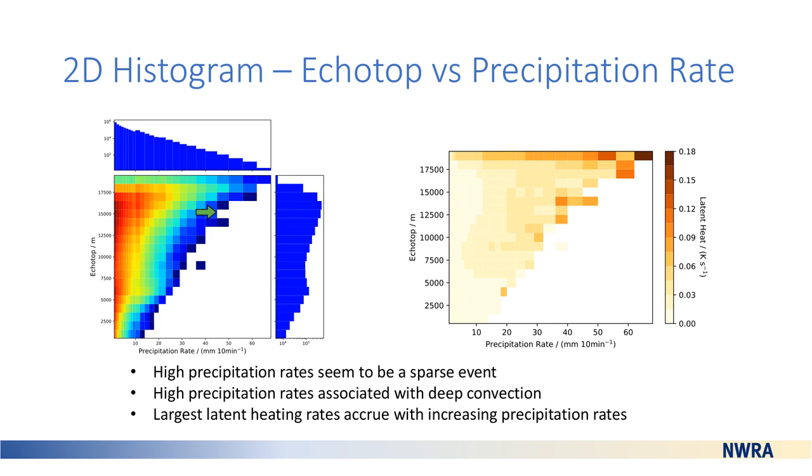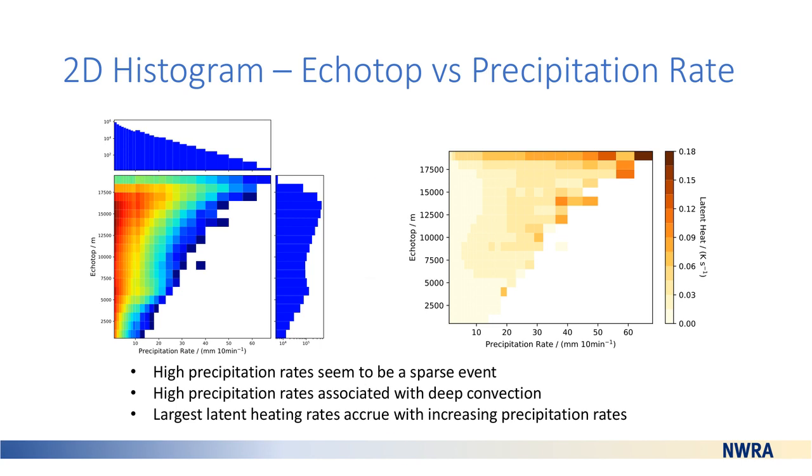And when we take into account the histogram on the right-hand side, in here the color coding refers to the latent heating. We also see that the largest values of the latent heating rates are associated with these high precipitation rates and high echo top altitudes.